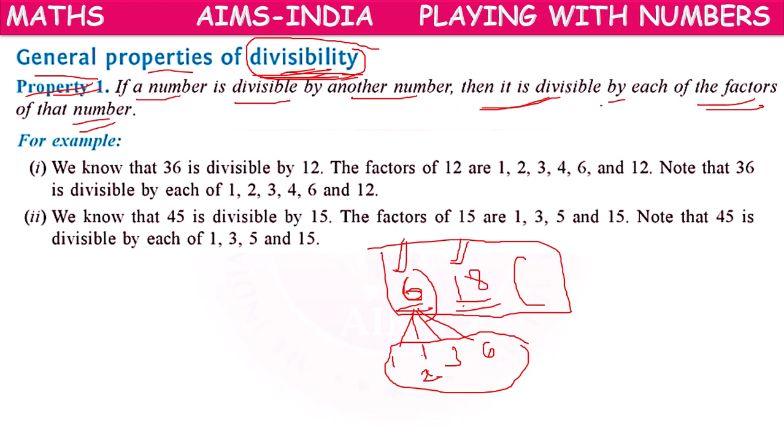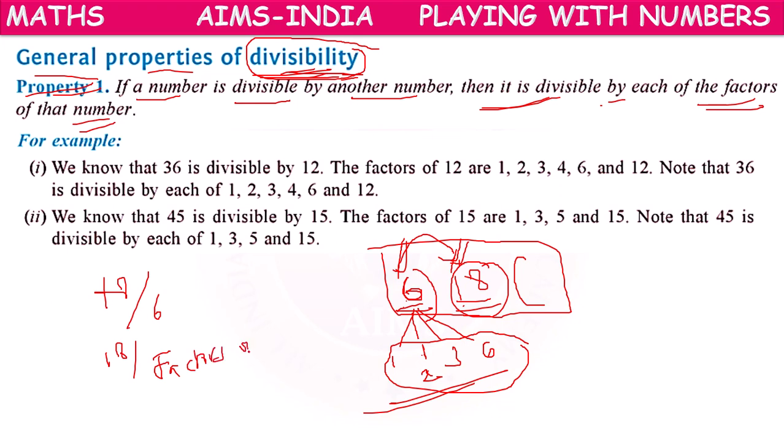Here the number 18 is divisible by 6, that is given. But from that given statement, what conclusions we can draw? Here the 6 is having factors 1, 2, 3, 6. So this 18 is divisible by all the factors of 6 because it is divisible by 6. So if 18 is divisible by 6, 18 is also divisible by all the factors of 6. That is the first property.